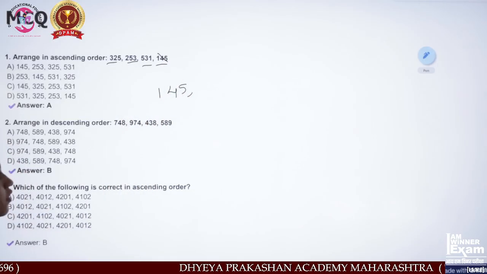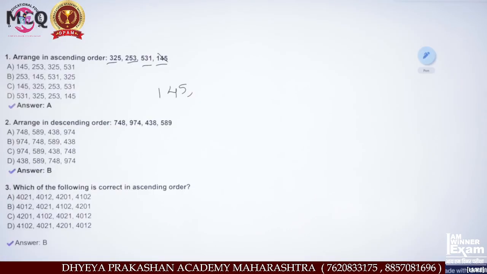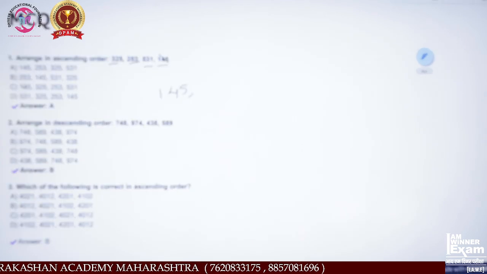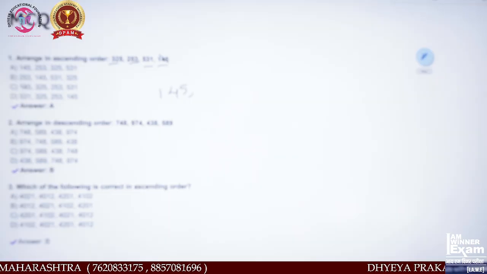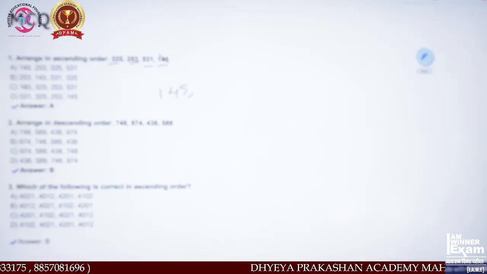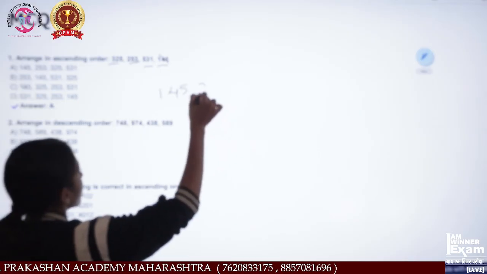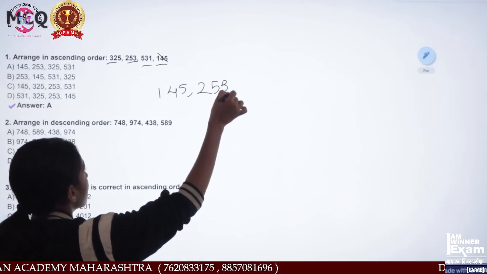After 145, which number comes? Which is the smallest among these three numbers: 325, 253, 531? 253 is the smallest among these three. That means after 145, 253 will be next in the ascending order.